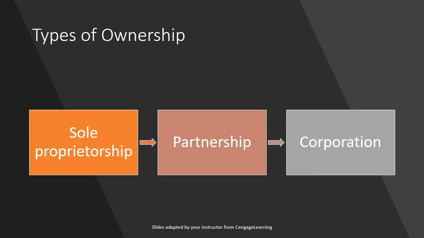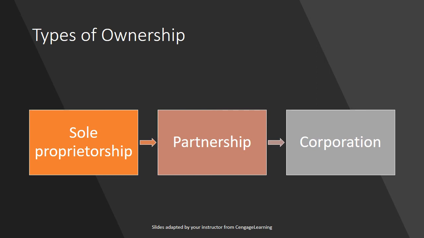The types of ownership are sole proprietorship, partnership, and corporation. A sole proprietorship is a one-owner business, which is where the word sole comes from. The owner assumes all the risk, and the owner makes all the decisions. A partnership has two or more owners. Partners share the risk, and partners may disagree on how to run the business.